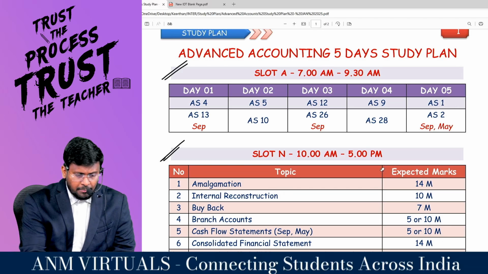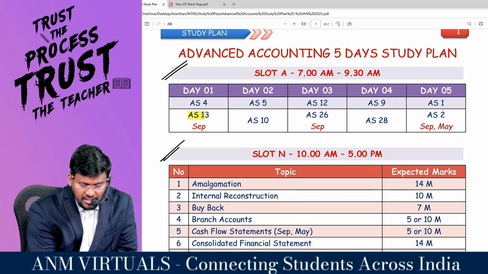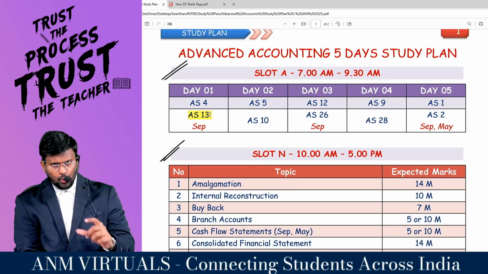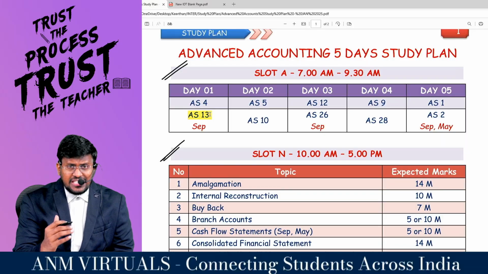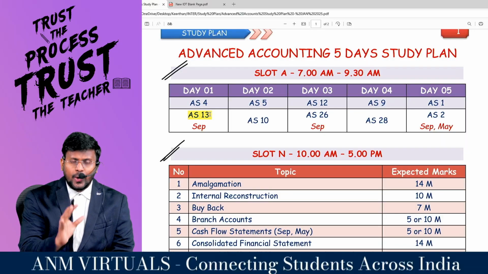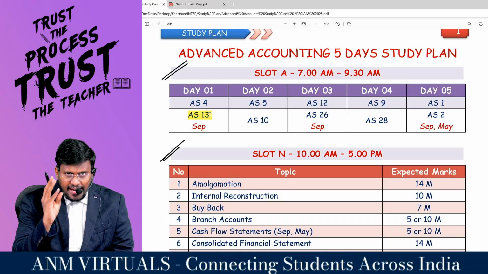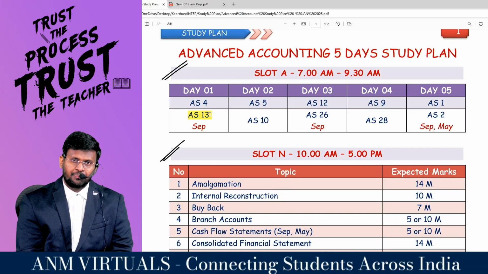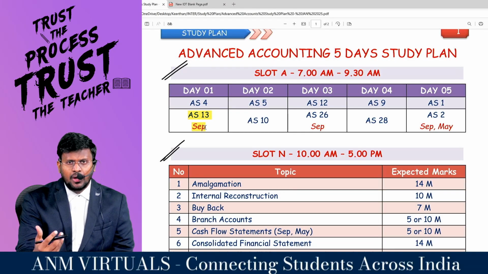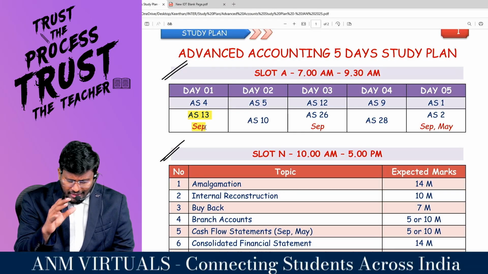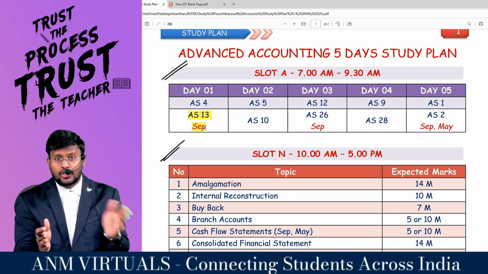In the last attempt, the September attempt, AS13 has been tested. So, on the first day of your preparation, morning 7 to 9:30, 2 AS you have to complete: one is AS4 and the other is AS13. Sir, since AS13 has been asked in the September attempt, is there a need to prepare it, or will it not be repeated?